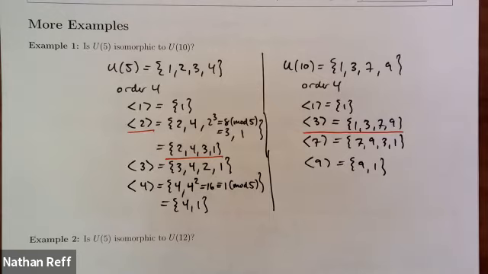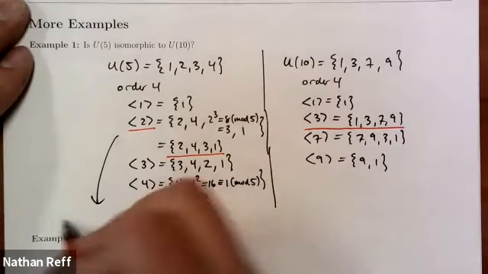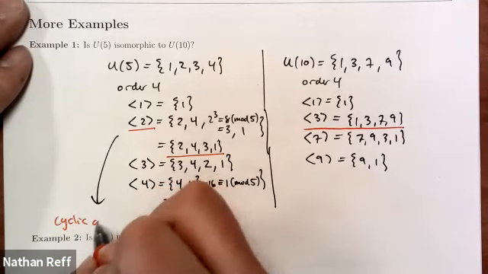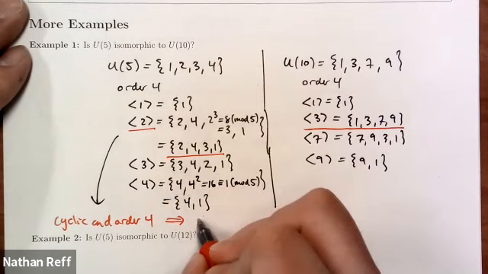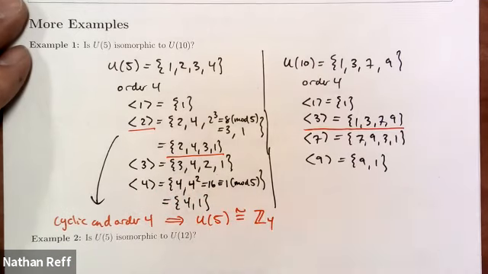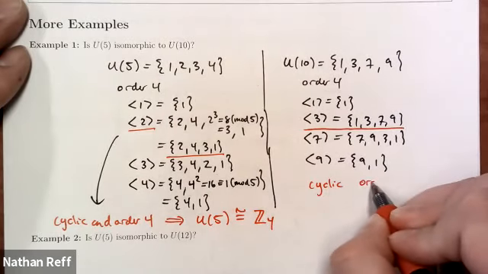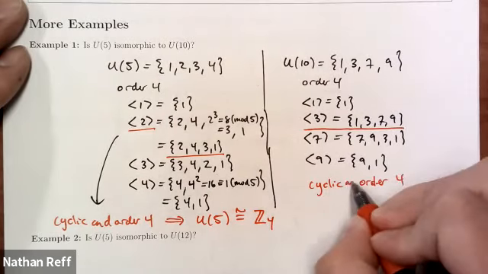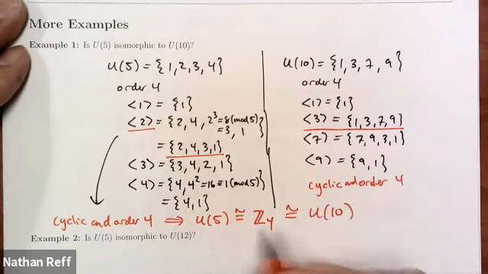Yeah, so C4 in this case, right? So look, this is cyclic and order 4. So U5 is isomorphic to Z4. And this guy is cyclic and order 4. So U10 is isomorphic to Z4.